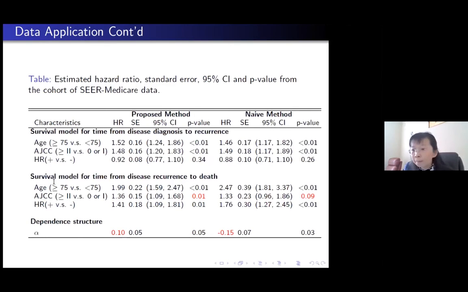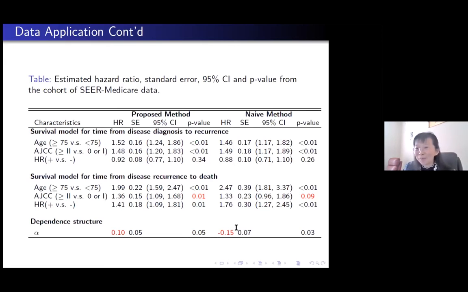So here we can see for the residual survival time, the proposed method indicated that a higher AJCC stage was significantly associated with a high risk of death, while the naive method suggests that such an effect was not significant. Interestingly, the association parameter estimated by the proposed method suggests a positive correlation between the two gap times, as expected. But with the naive method, the estimated association parameter indicates a negative association.